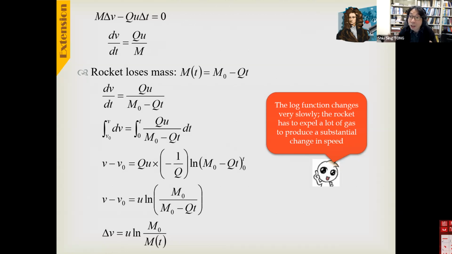You need a large amount of fuel to just accelerate a rocket to a high speed. You need to expel a lot of gas to produce a substantial change in speed. That is the problem of launching a rocket.